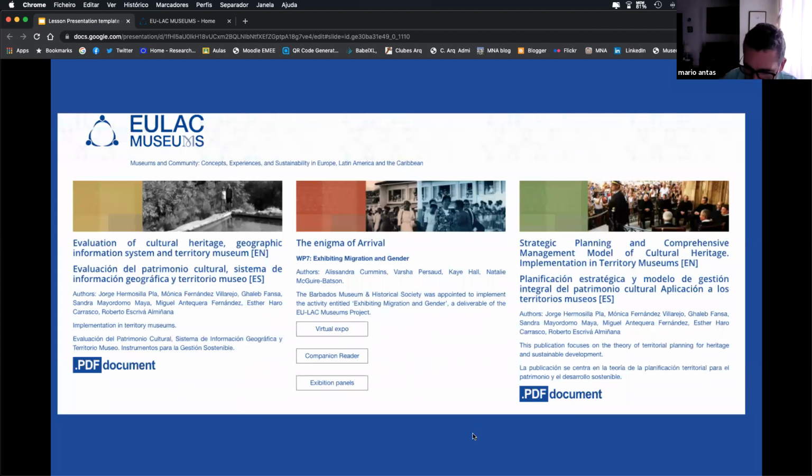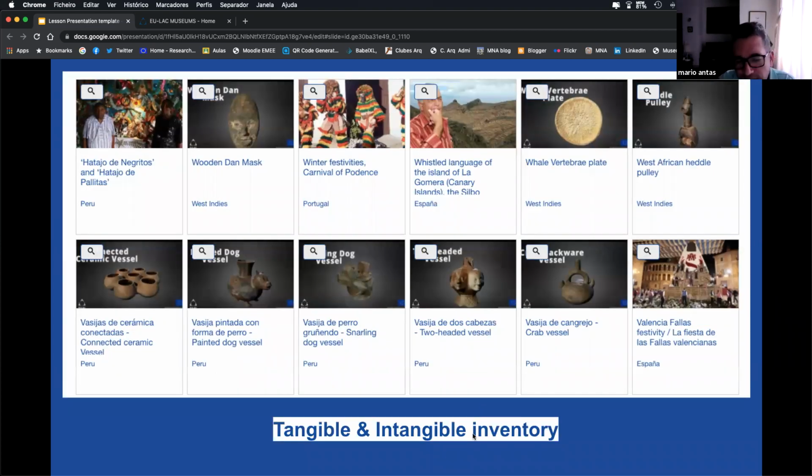And of course, in this project there is also a database of tangible and intangible heritage, and all of these databases are free to use, and they are built and made on purpose for this project that brought together museums from Europe, from the Caribbean region, and from the South America region. So it was a huge project that produced a lot of resources, and all of these resources are open data, and that is very important nowadays.